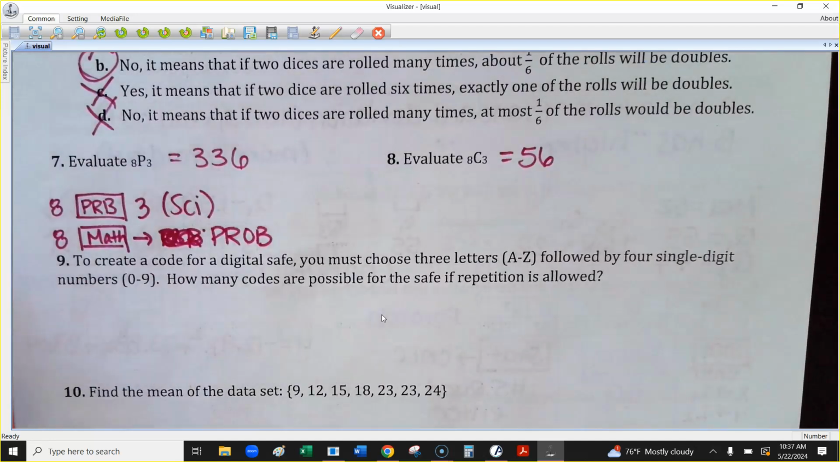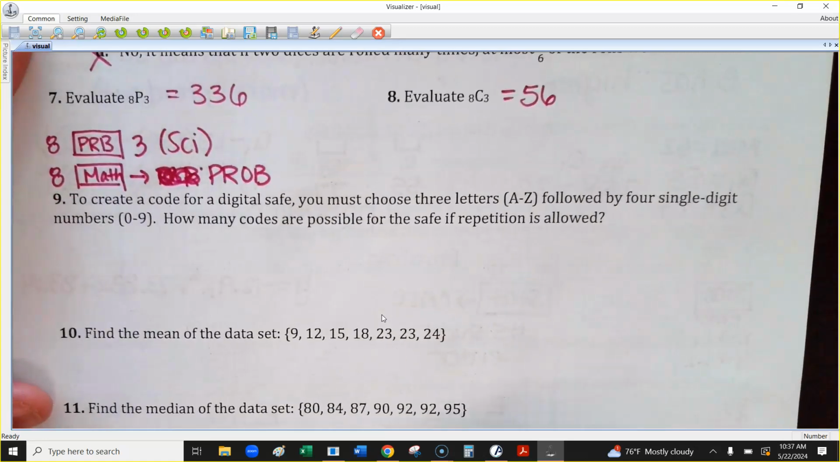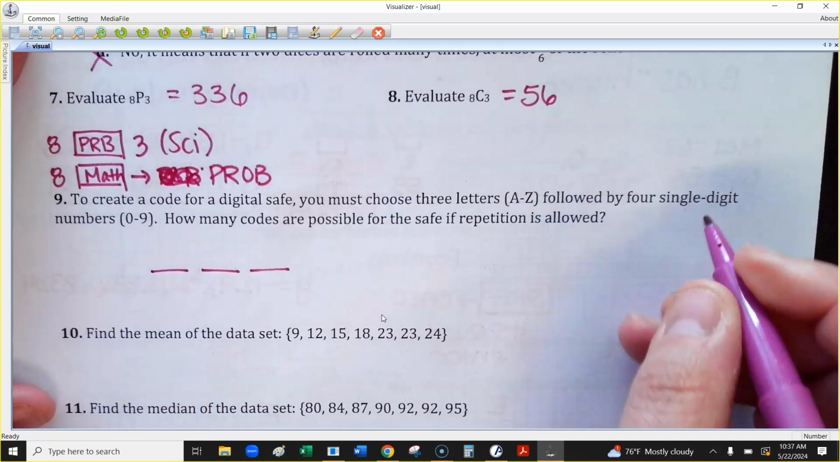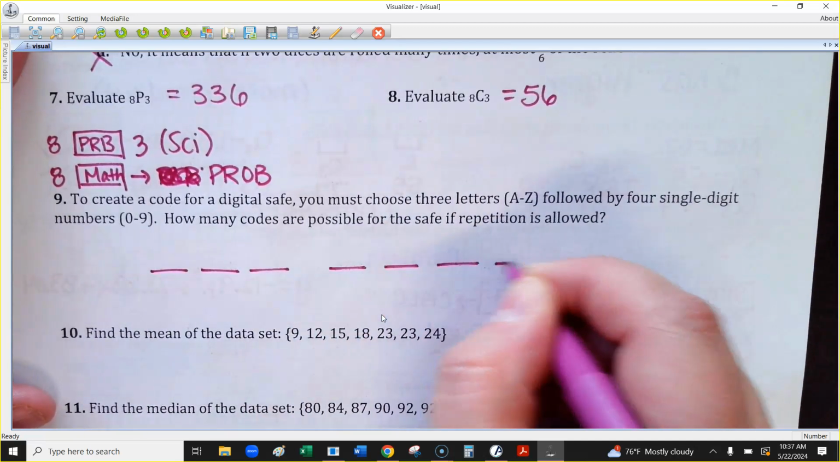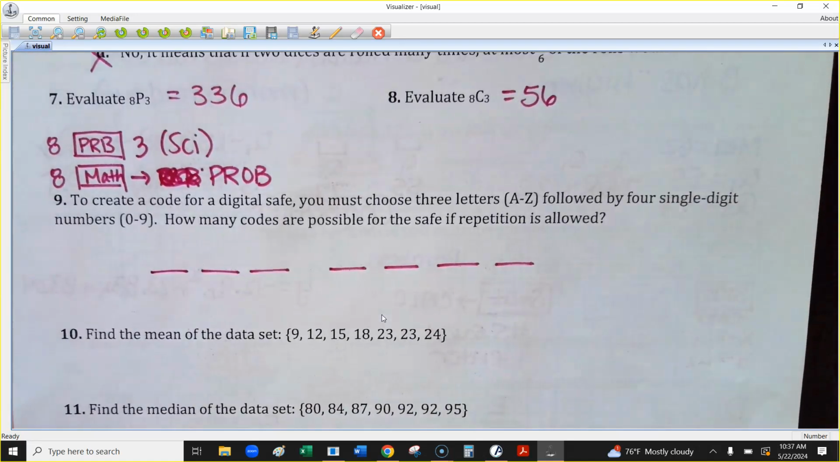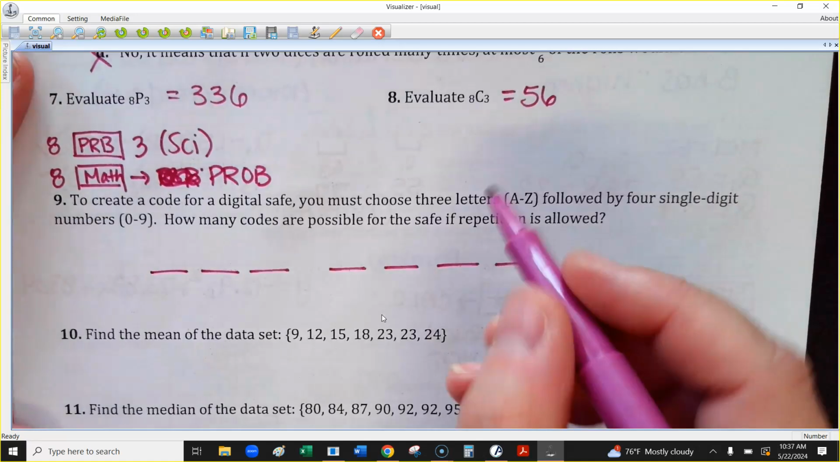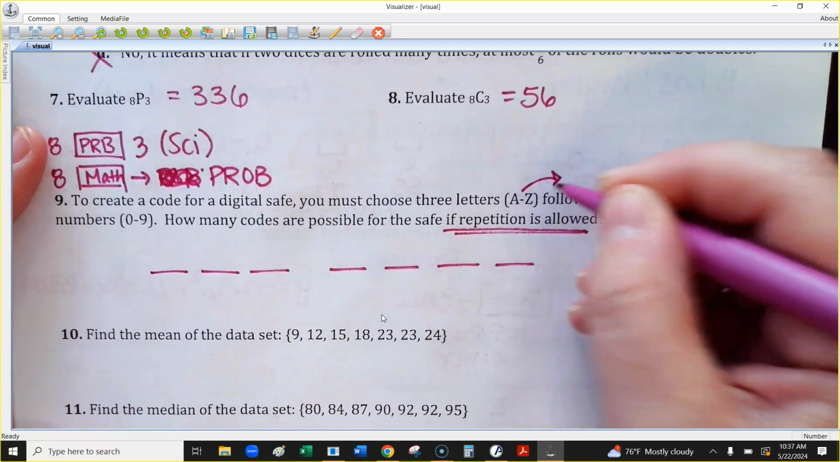Okay, create a code for a digital safe. You have to choose 3 letters, followed by 4 single digits. So like 1, 2, 3, 4. All right, how many codes are possible if repetition is allowed, that means you can repeat values? All right, so A through Z, how many letters are in the alphabet?